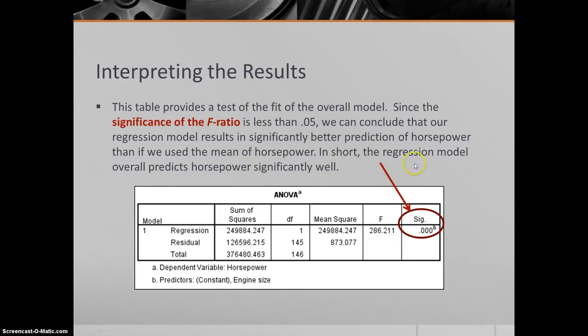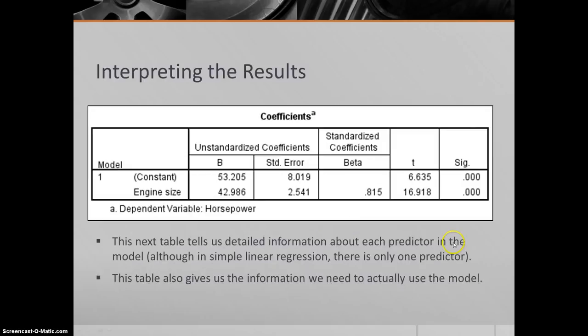So overall, this basically means the regression model predicts the horsepower significantly well. It's worth using the model, basically. Okay. And then lastly, we have our coefficient table, and this is the most interesting part, because this gives us detailed information about each predictor in the model. Again, since it's simple linear regression, there's only one predictor.